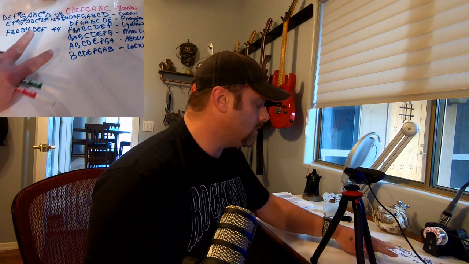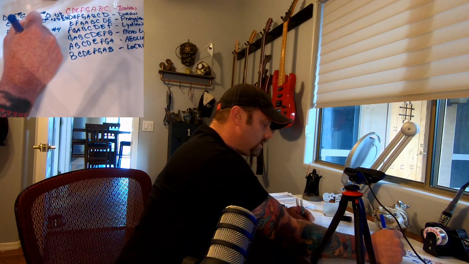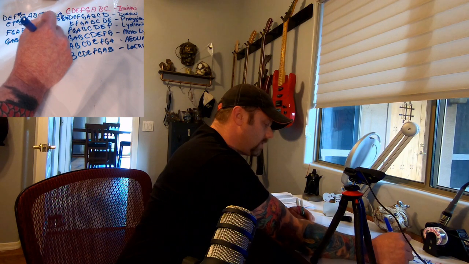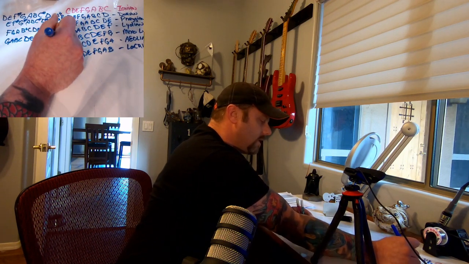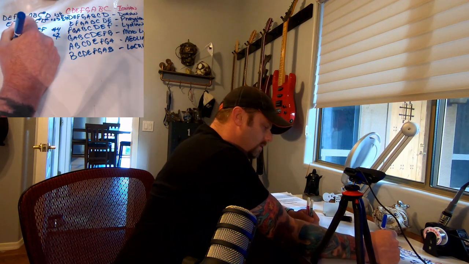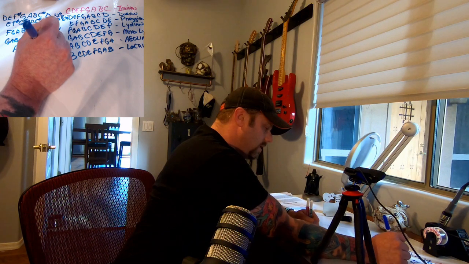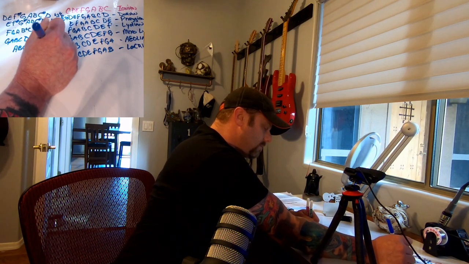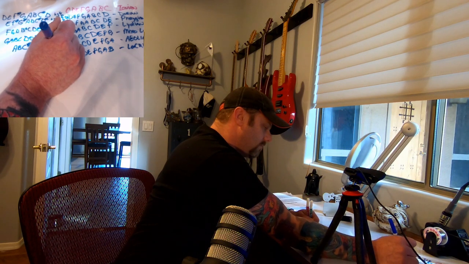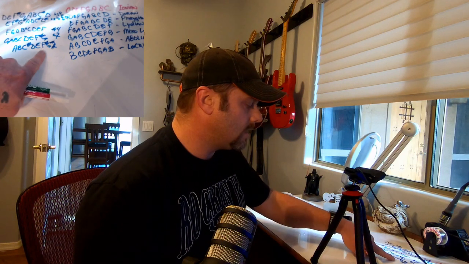For Lydian. Mixolydian, G, A, B, C, D, E, F sharp, G. We have a flat 7 for Mixolydian, right? Aeolian, A, B, C sharp, D, E, F sharp, G sharp, A. So we have a flat 3, a flat 6, and a flat 7.